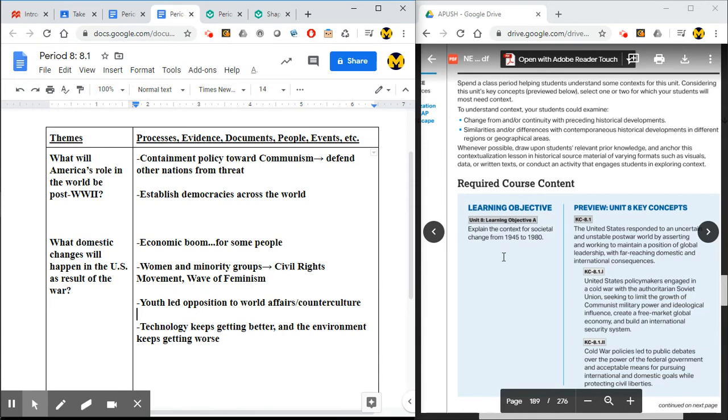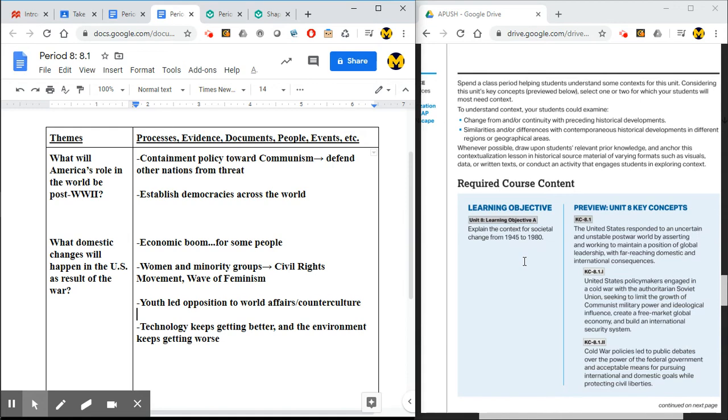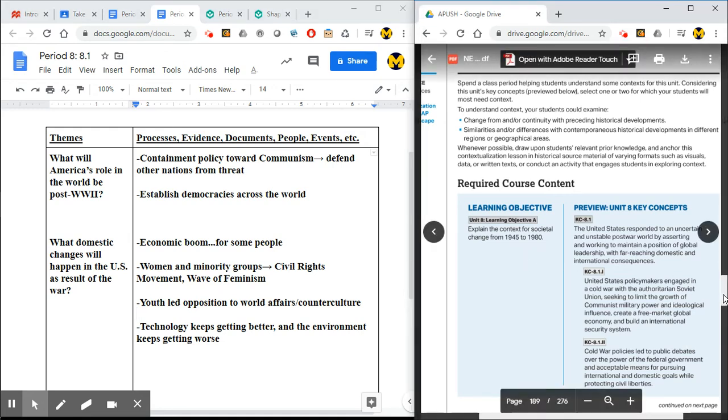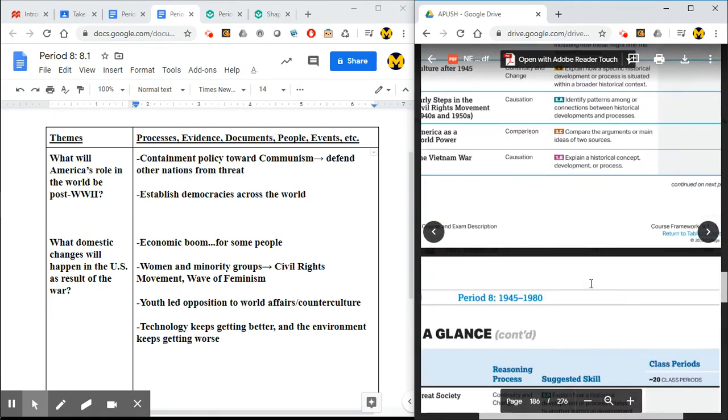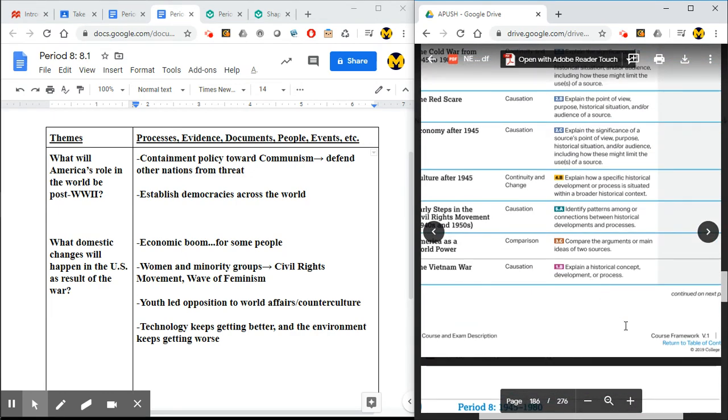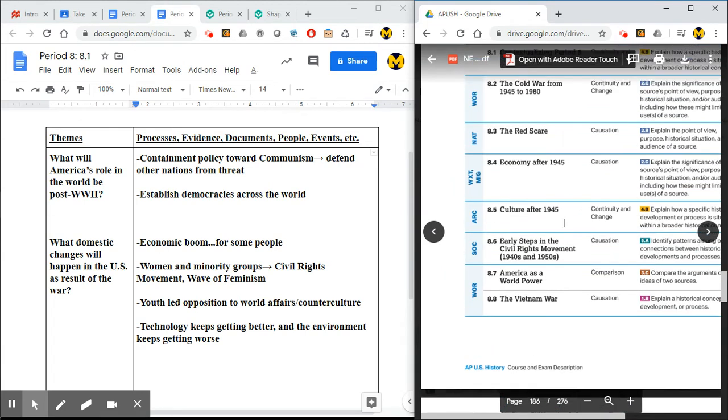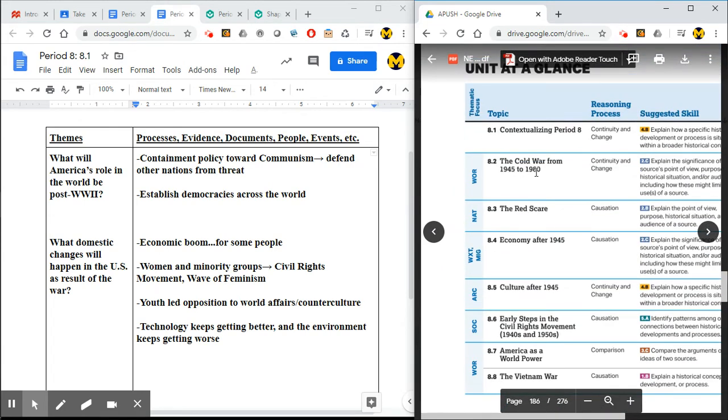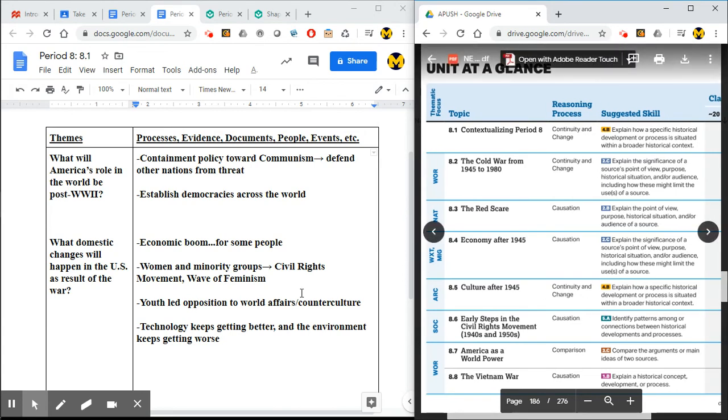Remember, context is before, during, or after. We've talked about that before. We're actually going to cover a lot of that before stuff tomorrow when we get into the first topic that is not context, and that is the Cold War from 1945 to 1980. So we have to talk about the origins of that. A lot of that will go back to World War II. So we'll explore context some more there.